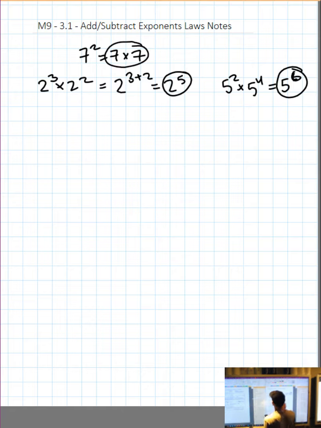2 cubed times 2 squared, typing in the left-hand side of the equation. And 2 cubed is 8, and 2 squared is 4, and 8 times 4 is 32, so 32 equals. And on the right-hand side, we have 2 to the 5, so I'm going to count with my fingers. 2 times 2 is 4, times 2 is 8, times 2 is 16, times 2 is 32. So the right-hand side is also 32, so I'm going to put a check mark beside my answer.